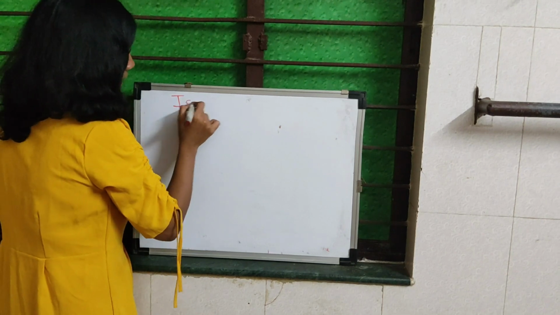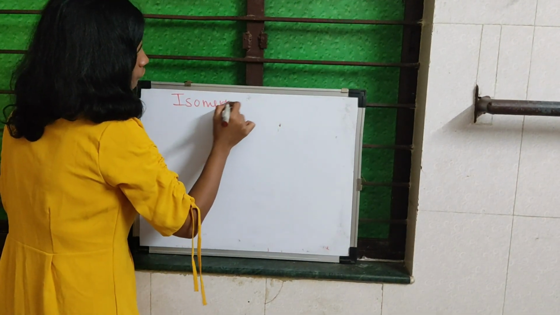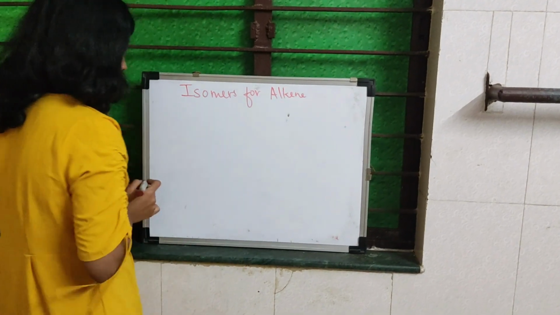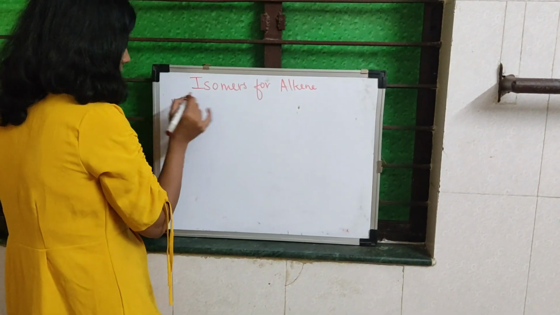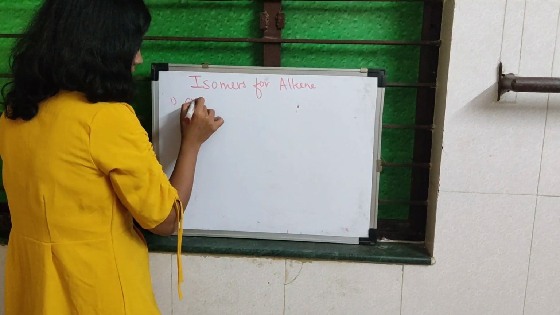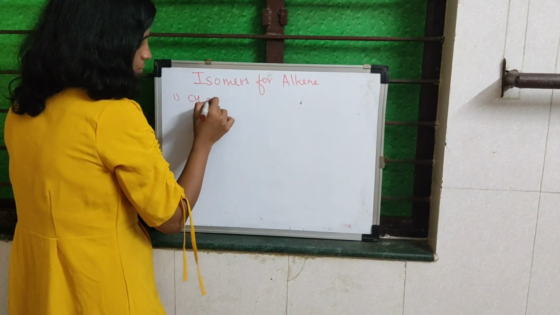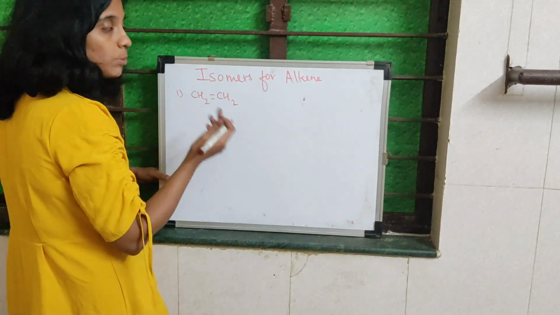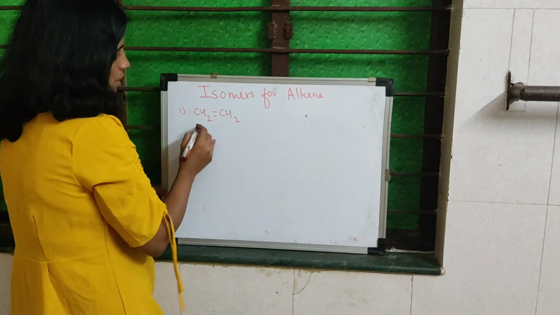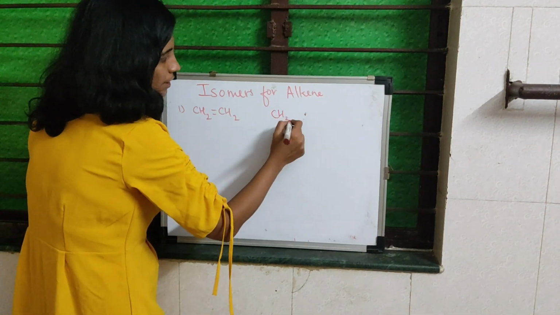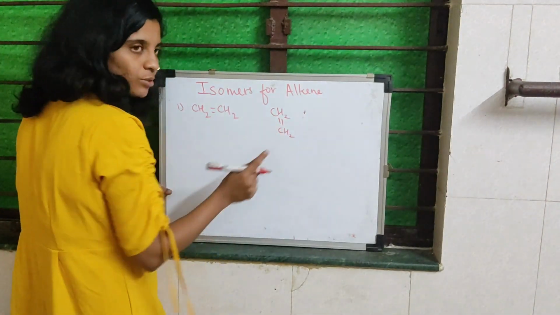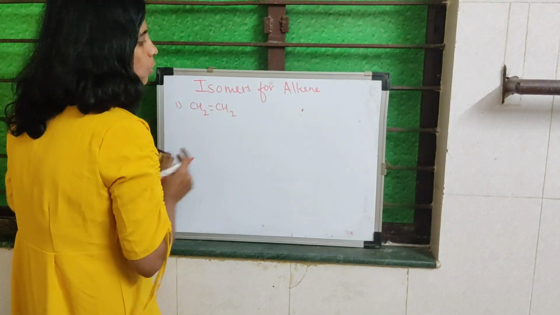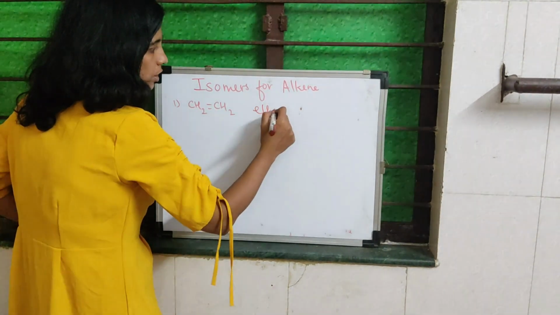Now we will see the isomers for alkene. Now we know the first compound is ethene, that is CH2=CH2. Do you think there will be more than one isomer formed? If I arrange it like this, still it is ethene. So the number of isomers formed for ethene is only 1.